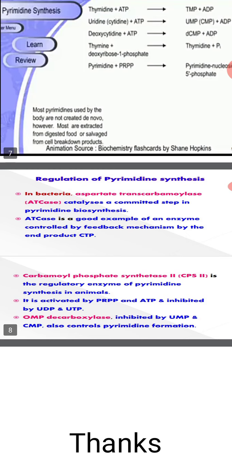Carbamyl phosphate synthetase 2 is the regulatory enzyme of pyrimidine synthesis in animals. It is activated by PRPP and ATP and inhibited by UDP and UTP. OMP decarboxylase, inhibited by UMP and CMP, also controls pyrimidine formation. So these are the regulation of pyrimidine synthesis. Hope you understand. Hope it helps. Thank you.